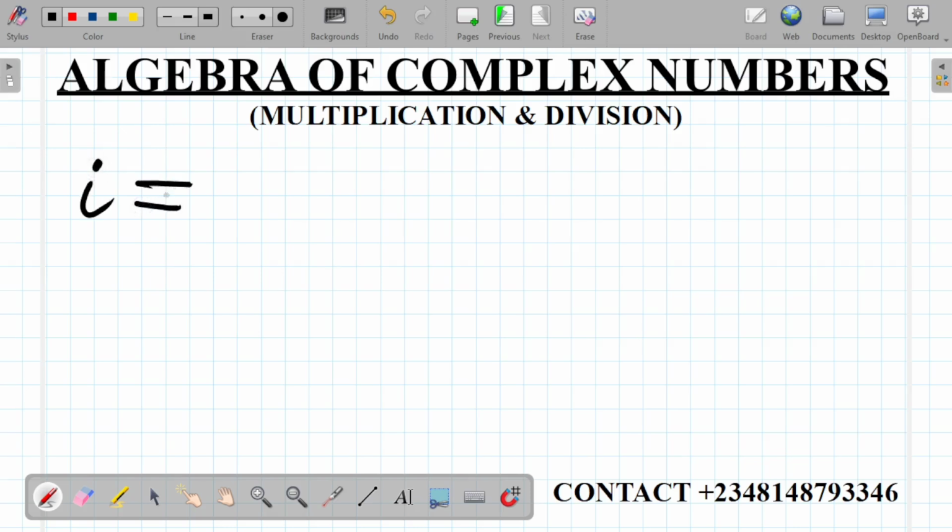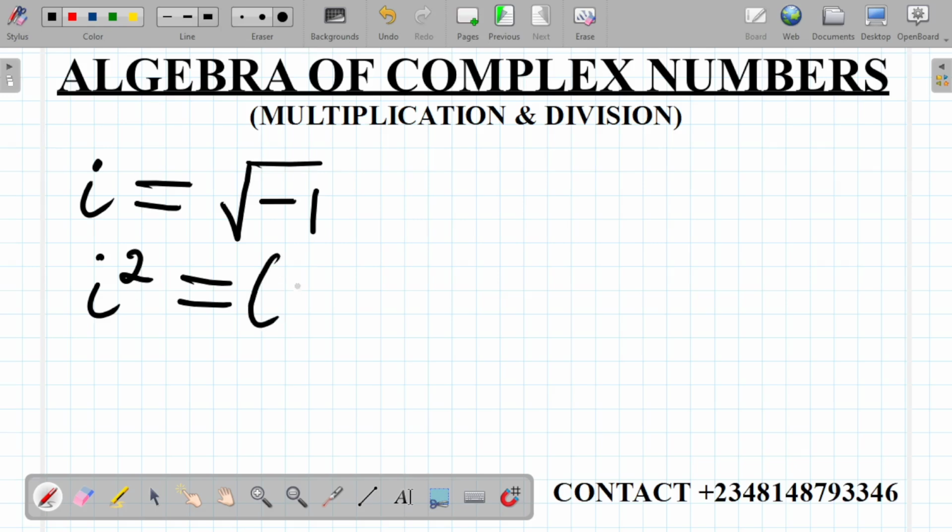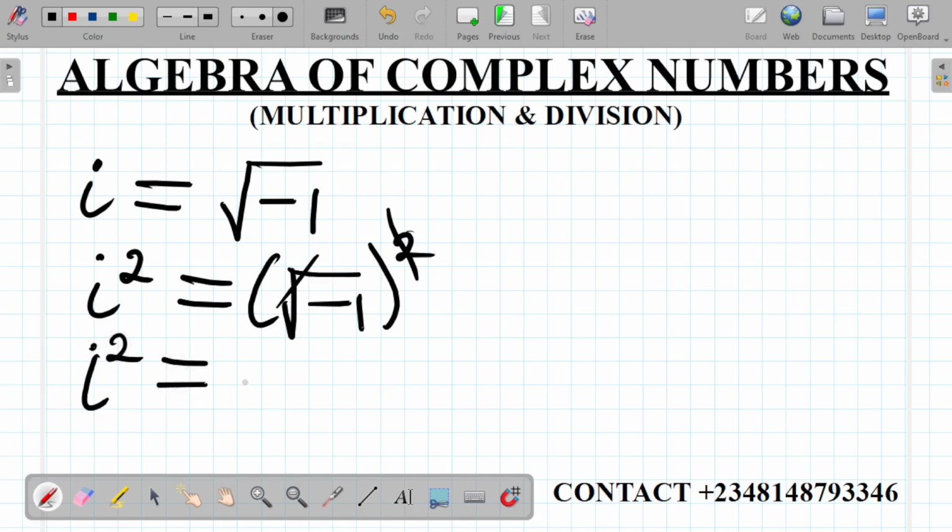i is equal to square root of minus 1. Now, i squared becomes square root of minus 1 all squared. So, square root cancels square. i squared is equal to minus 1.